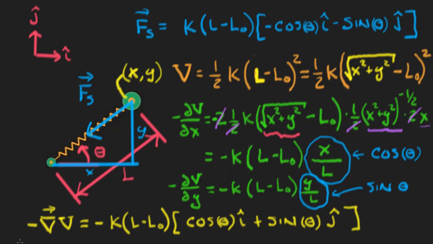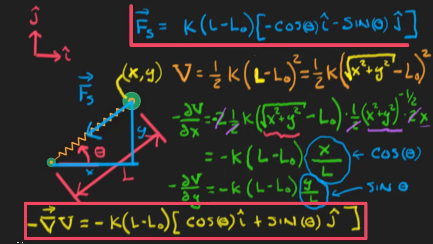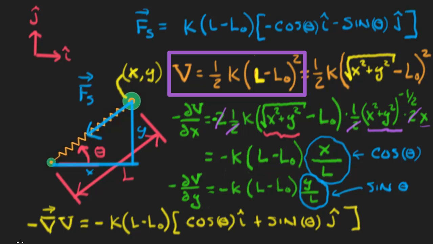So what do we have? At the bottom, you'll notice we have minus gradients of a potential. And if you look at those terms and compare it to the spring force we have at the very top, what do you notice? They're exactly the same. So the spring force can be written as the gradient of a potential. And right here, here's the potential. It's our potential energy of the spring. In fact, it looks exactly like the potential energy of the spring moving in just one dimension.